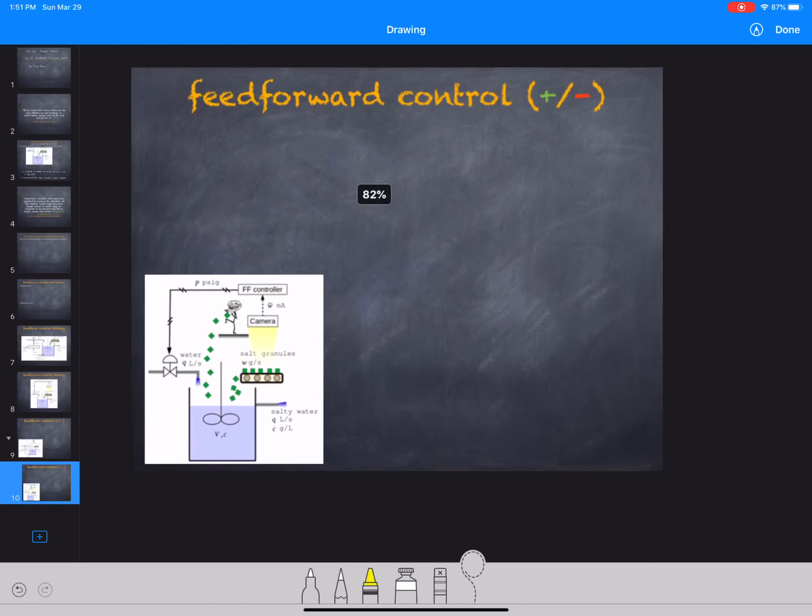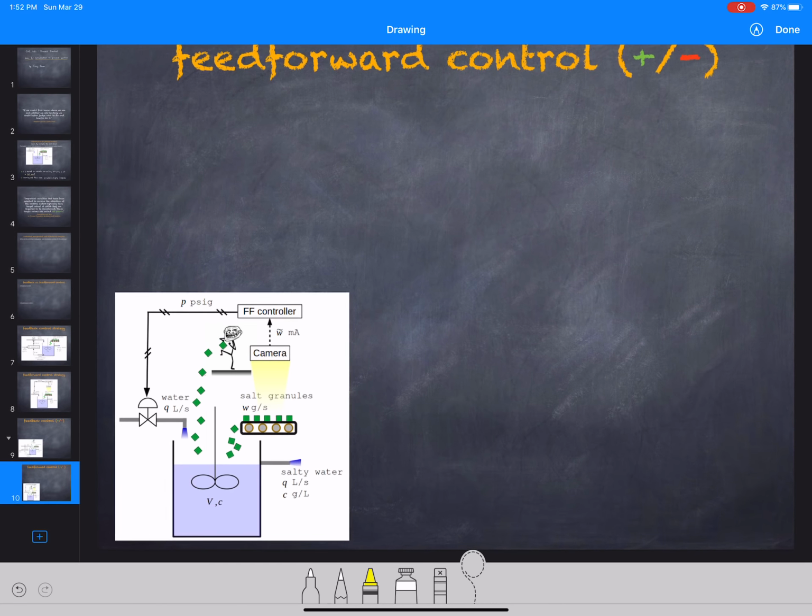Okay, so let's contrast this with feed-forward control, okay?